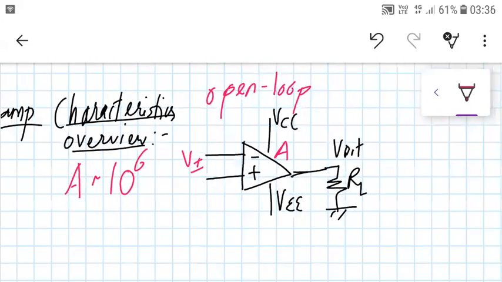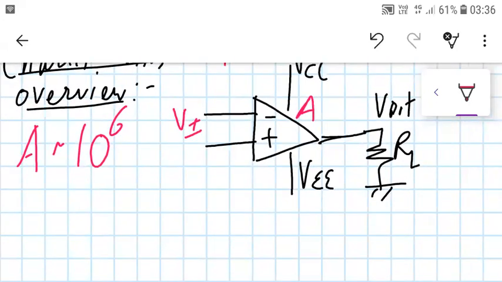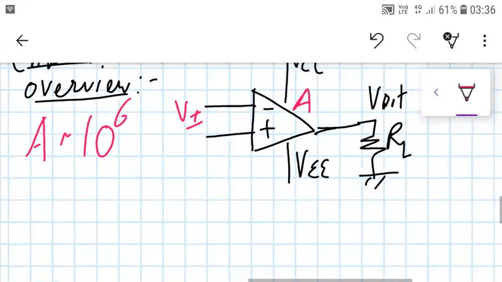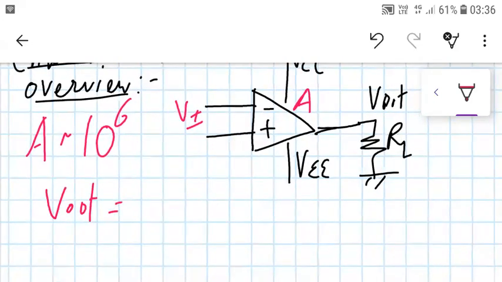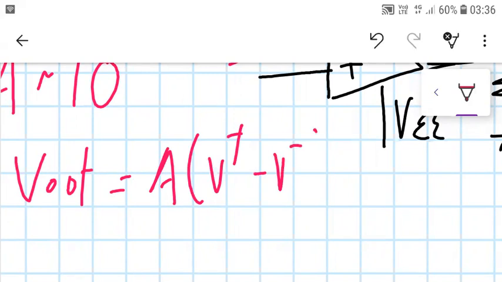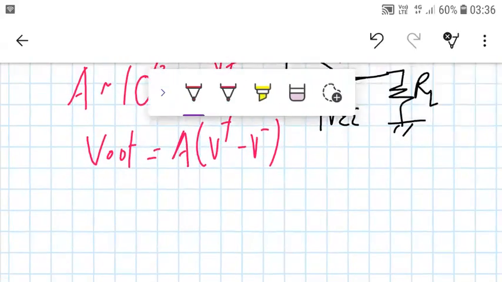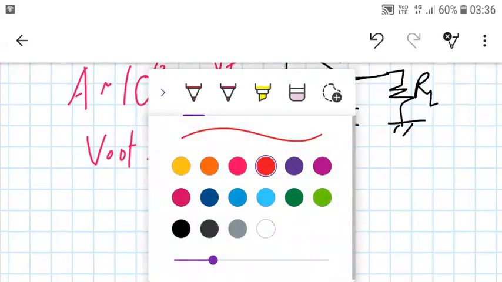And for an ideal op-amp, it's about infinite. So what we can say over here is, we know that the output expression for an op-amp is given by A times (V plus minus V minus). So what does that mean? What does this number mean to us? That's 10 raised to 6.